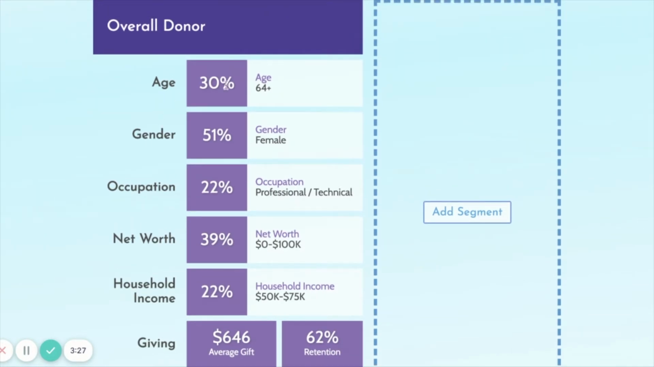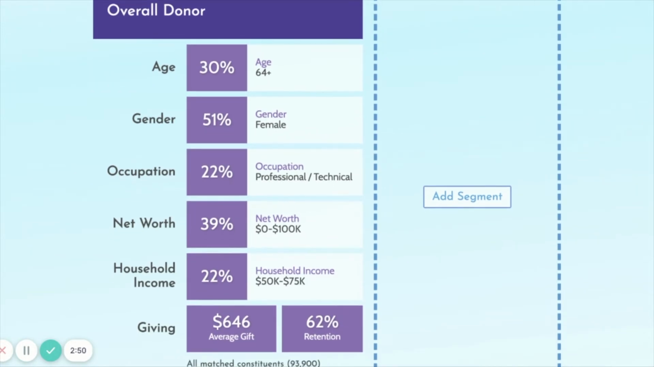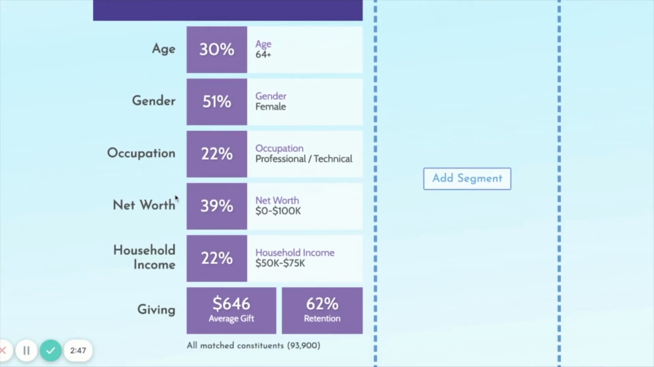What I mean by that is that 30% of our file is over 64 plus, meaning that every other age group is lower than 30%. So this is the largest segment of that group. Same with 51% female, 49% male, and 22% professional technical, meaning that this is the largest occupation, where other occupations are a smaller allocation of your file. So this gives you a snapshot view of who your donors are with these demographics, financial information, and giving information.